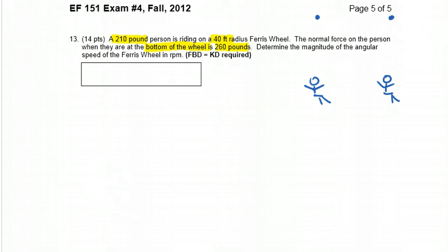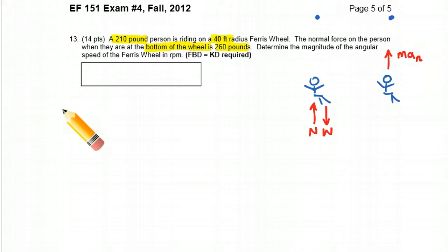The forces on the person are simply the normal force and the weight. The acceleration on the person is going to be the centripetal acceleration towards the center, m(a) sub n. We're not given any information about the tangential acceleration or the angular acceleration, so we're going to assume constant angular acceleration.